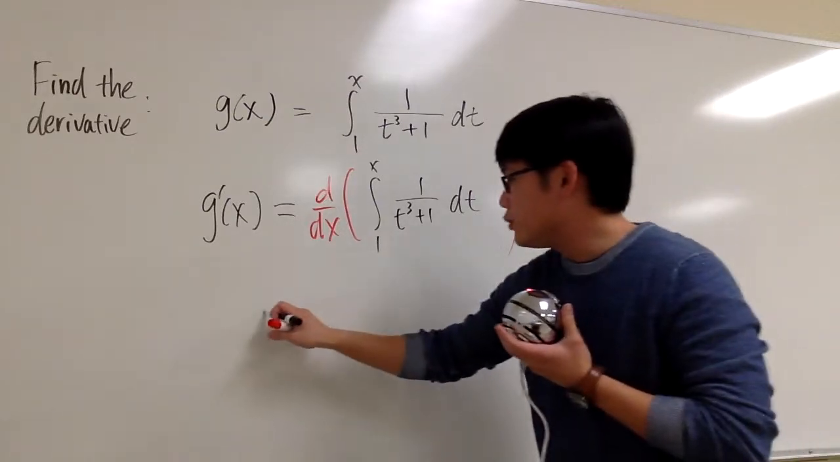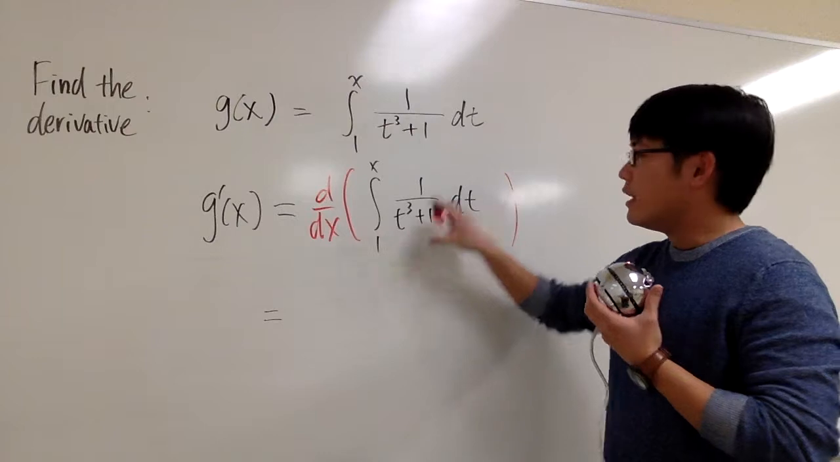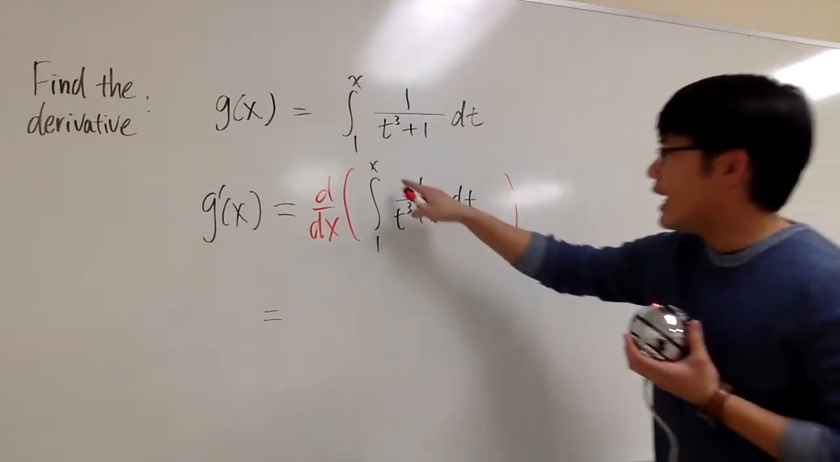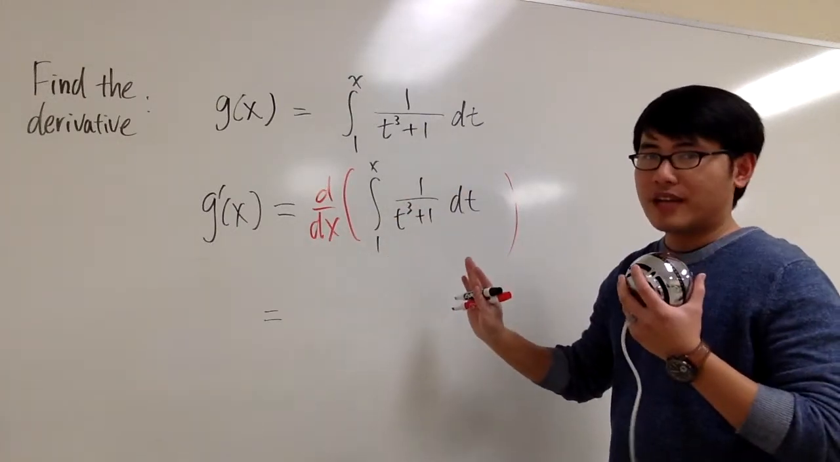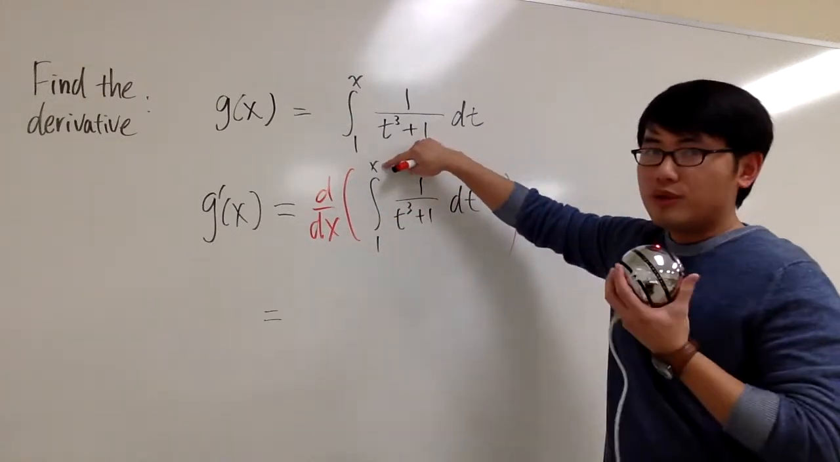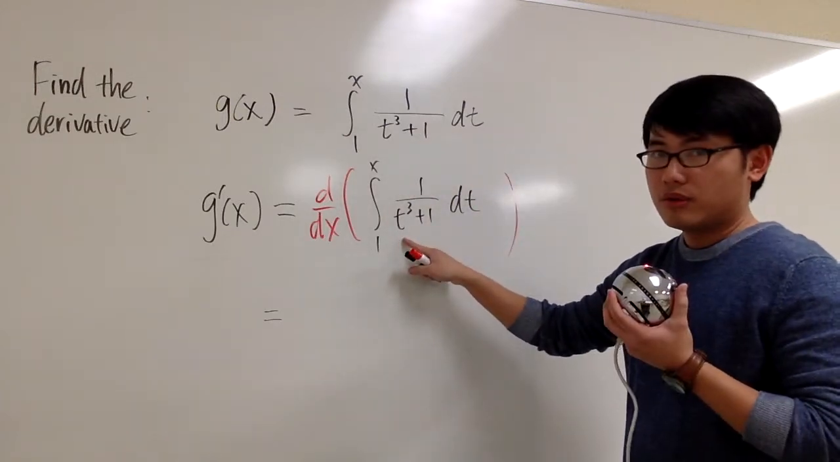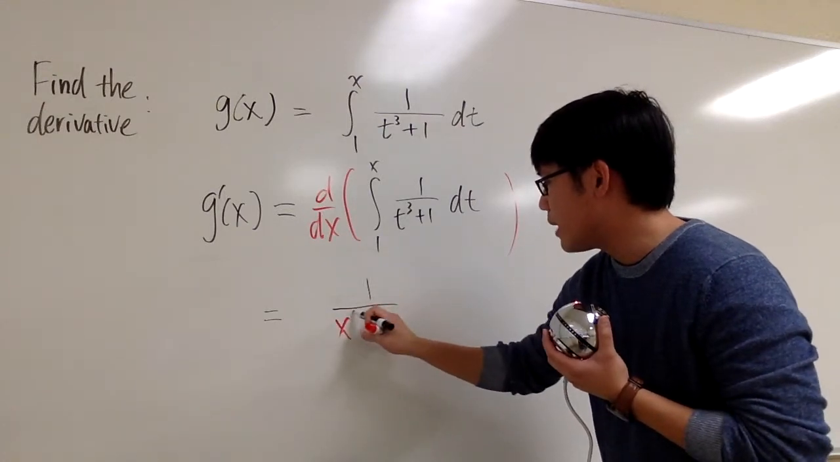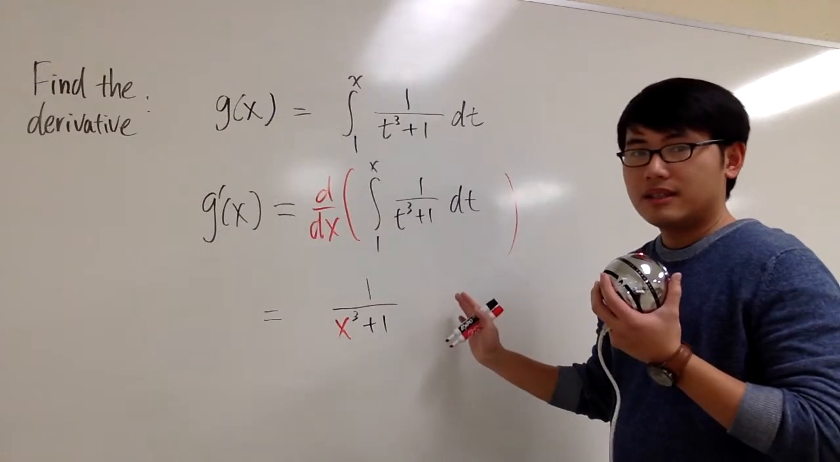So FTC1 says derivative and integral will cancel each other out. The remaining expression will almost stay the same, but you have to look at the limits. For the number, don't worry about that. For the x, what you need to do is plug in this x into the t. That's all. So the answer for this is just 1 over x to the third power plus 1. And that's it.